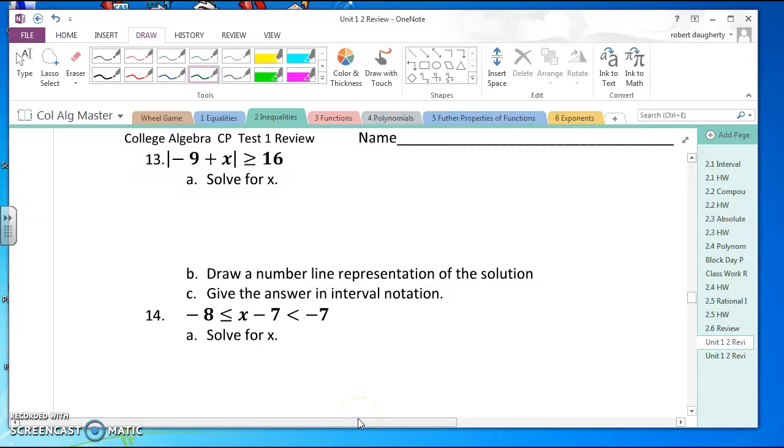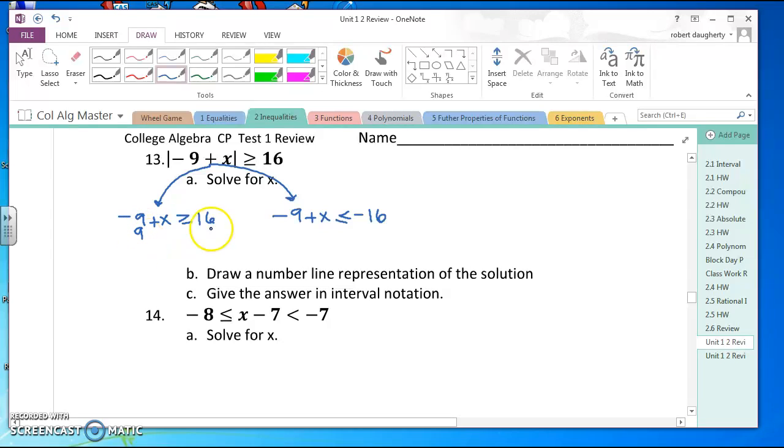Page 4 of the review. So again, it looks like I have absolute value. Strategy for anything with absolute values is to break it into two problems. So in this case, I will have -9 plus x greater than or equal to 16, and -9 plus x less than or equal to -16.